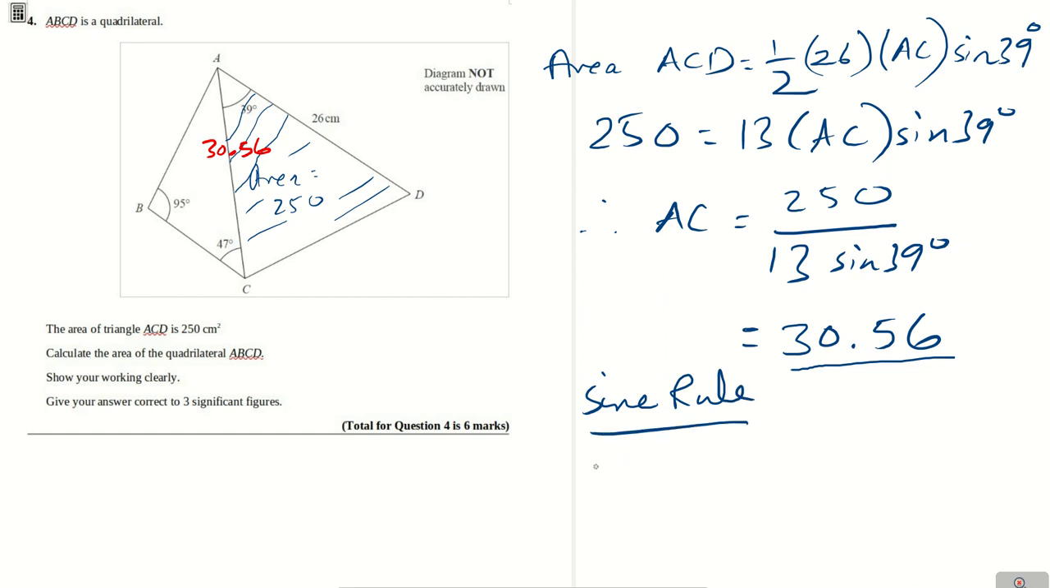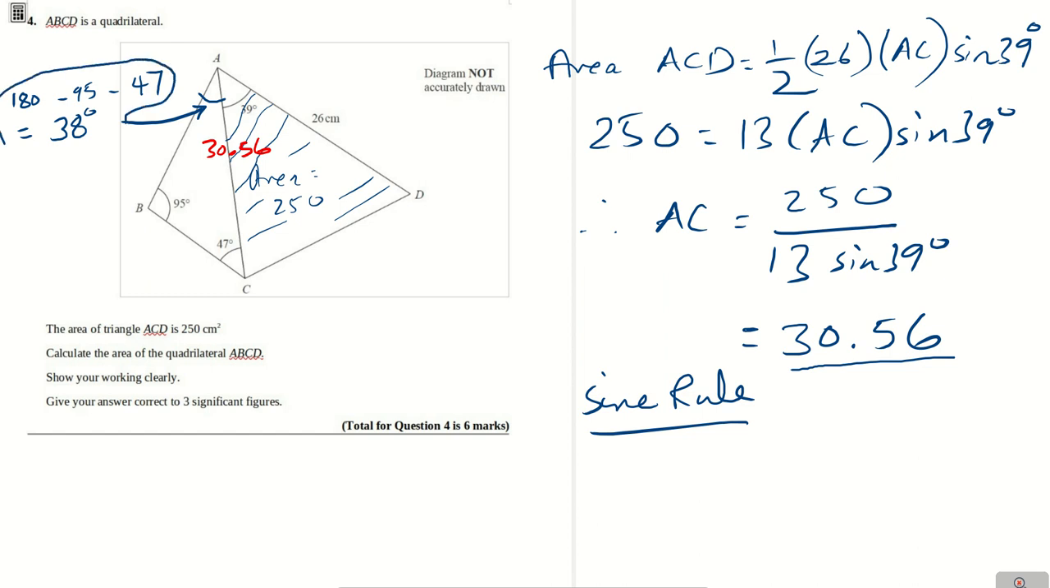And the sine rule tells us that, well, first of all, before we do that, we can work out what that angle at A is, can't we? It'll just be 180 minus 95 minus 47, which I think comes to 38 degrees.